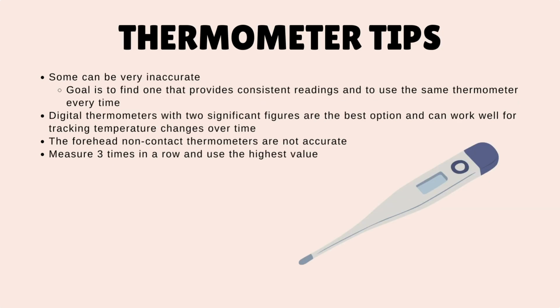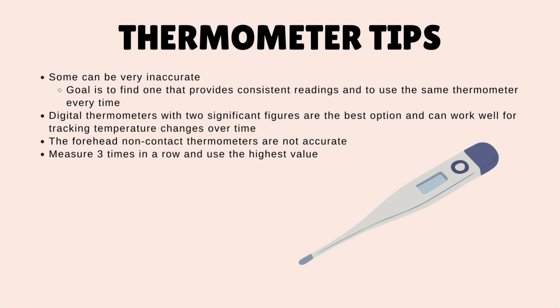Now for some thermometer tips. So as a reminder, there's no perfect thermometer, and some can be very inaccurate. In fact, every electronic thermometer will give moment-to-moment variations of some tenths of a degree or more. So the goal is to find one that provides consistent readings and to use that same thermometer every time. Remember, trends are more important than super high accuracy. For example, does your thermometer give the same measurement when you repeat the test 3 times in a row? If not, then that is not a good thermometer.